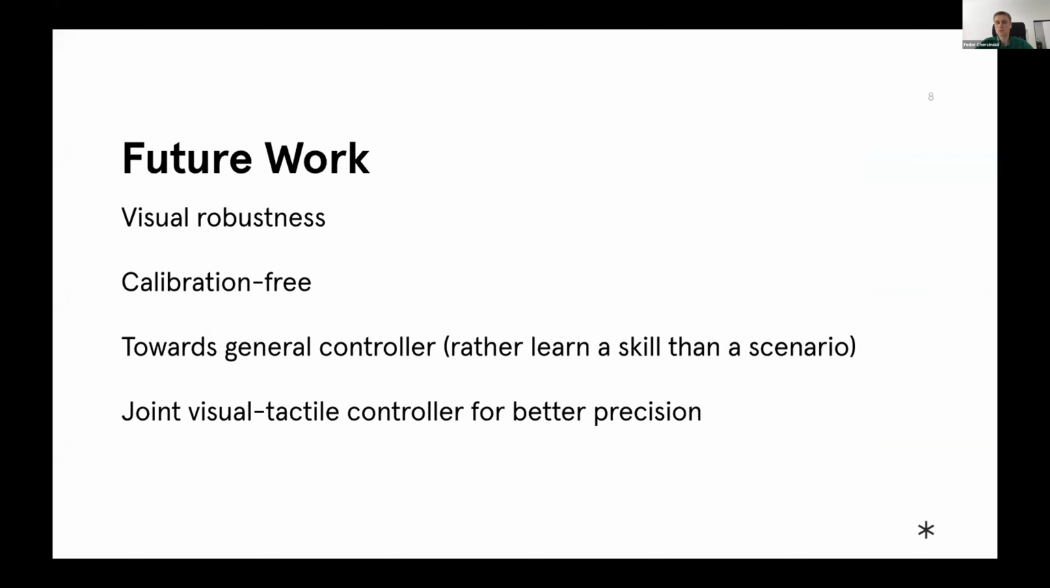For future work, we hope to overcome some problems we encountered in those experiments and, most interestingly, maybe move towards general controllers. So rather than learning a particular scenario, learn the general skill of inserting a peg into a hole, which we find most interesting.